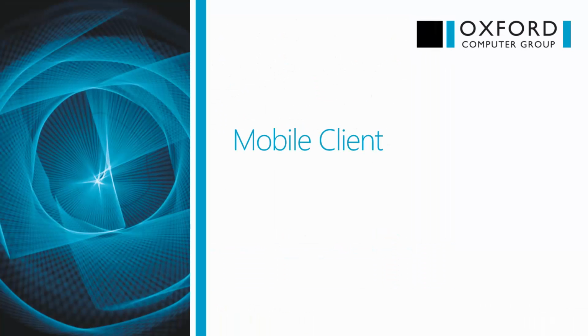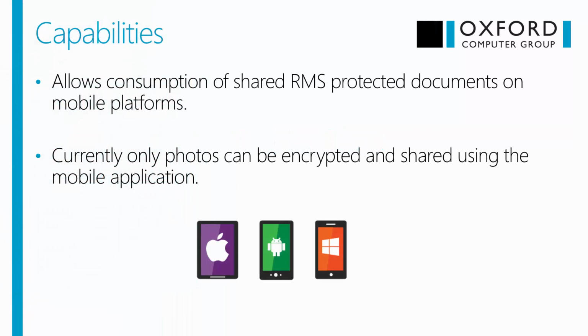So there's also a mobile client for the Sharing App that allows the consumption of protected documents on the mobile platforms. The current option is that only photos can be encrypted and shared using the mobile application. They're going to expand this in a later release so it can be applied to multiple different document types. But currently it only supports photos, but it does facilitate the consumption of encrypted documents that are sent to the user. And as you saw in our demonstrations, when a document is shared to a user, they have the protected Office document and the protected PDF file.